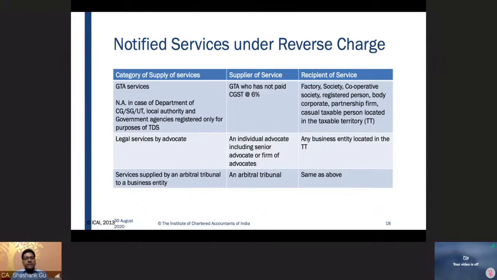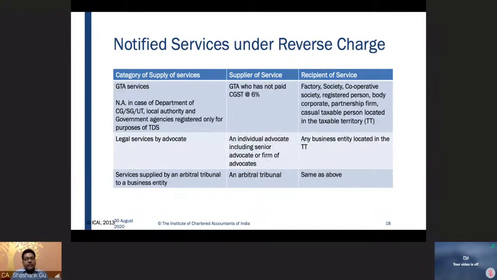Next is legal services by advocate, that is an individual advocate including senior advocate or firm of advocates. The recipient, if it is any business entity located in the taxable territory, it will be such business entity which will be liable to pay the applicable GST under reverse charge.